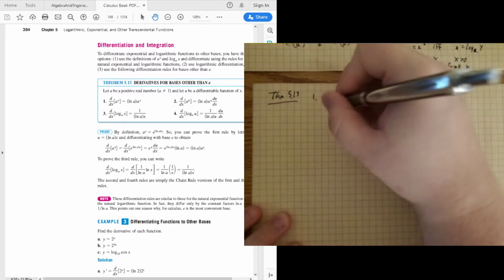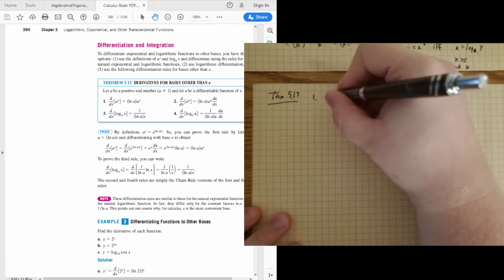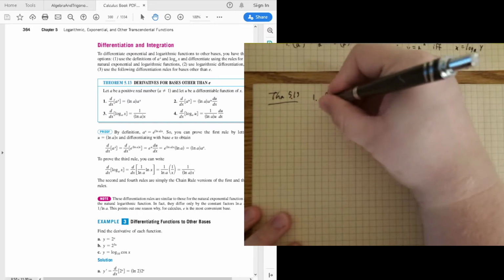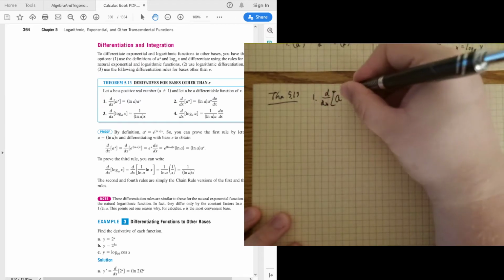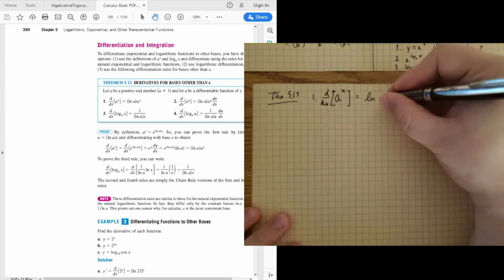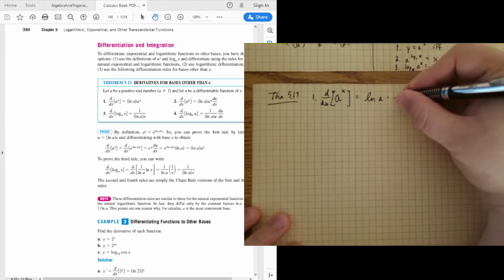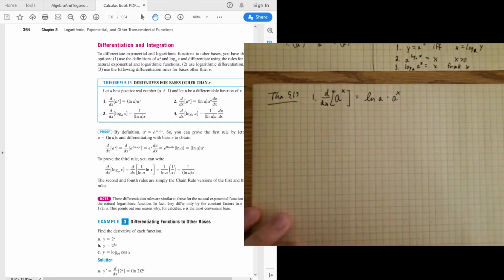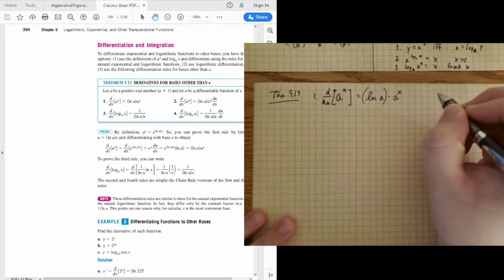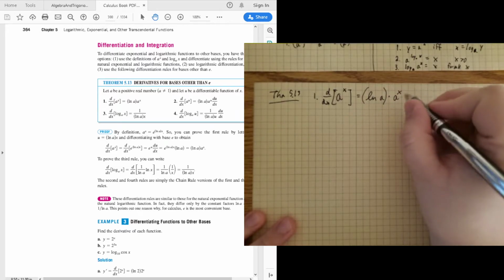1. If I have a to the x power and I wish to take a derivative, it is equal to the natural log of a times a to the x power. Remember, a is a number, so the natural log of a will also be a number, and then a to the x will just be a to the x.